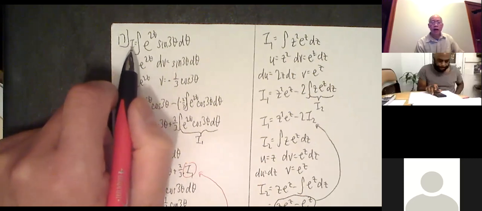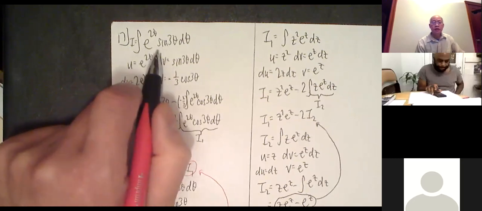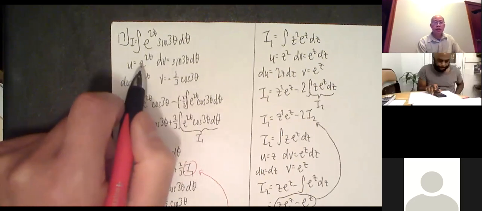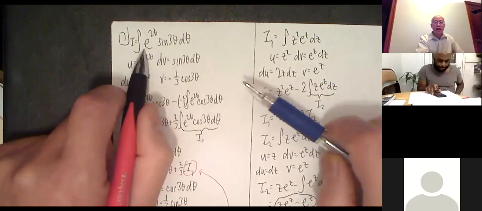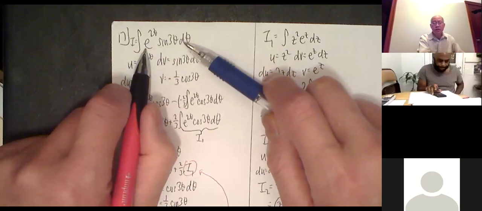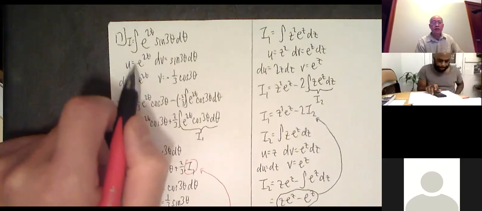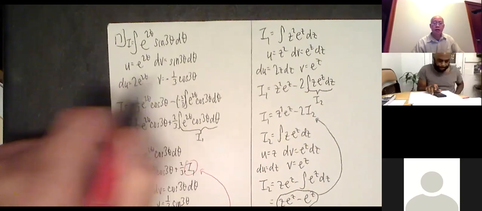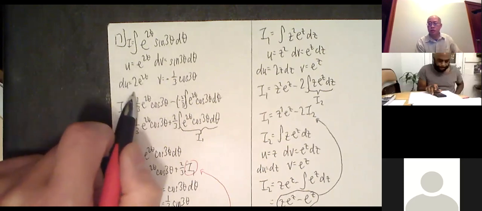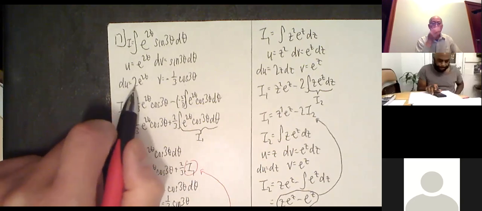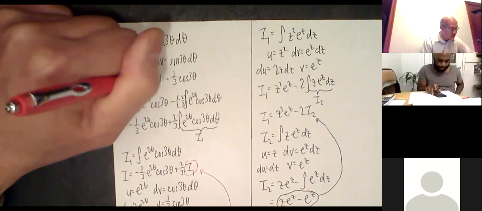I'm calling the original integral I. There's a reason for that. So u equals e to the 2 theta, dv is the rest. Okay, u equals e to the 2 theta, dv is sine 3 theta d theta. So that means I do have u dv, which means I'm allowed to use the formula. The way it works again is differentiate this side, integrate this side. The derivative of e to the 2 theta is e to the 2 theta times 2. So du equals 2 e to the 2 theta. I forgot to put the d theta, sorry.